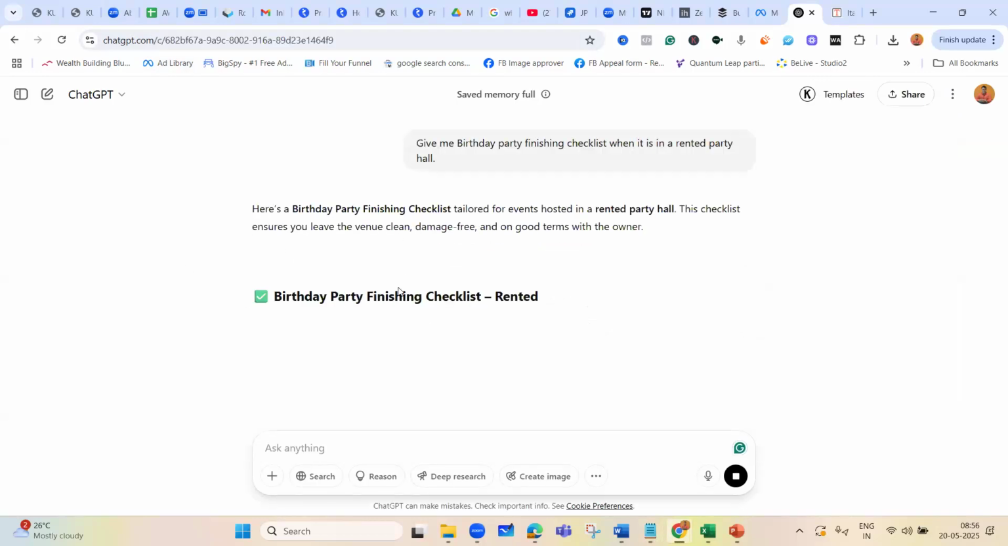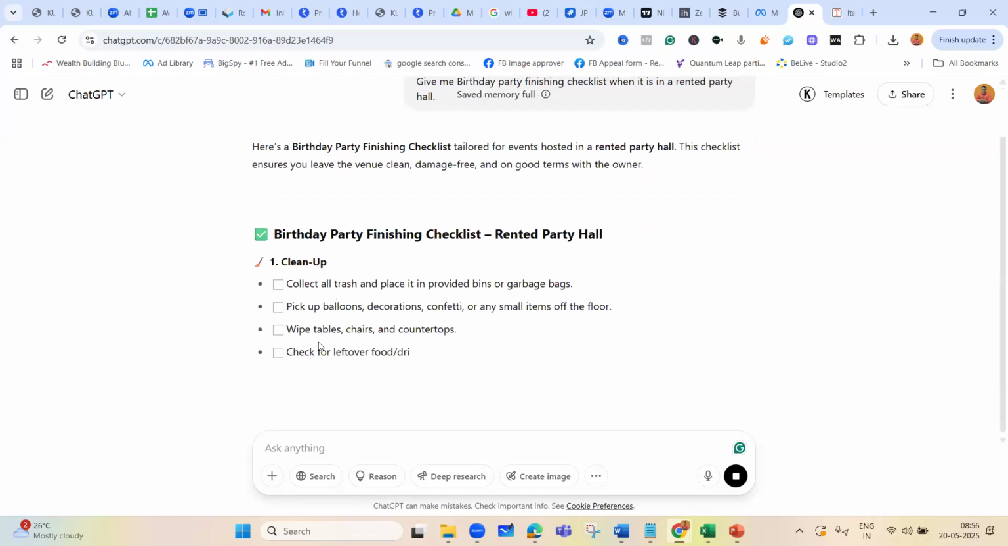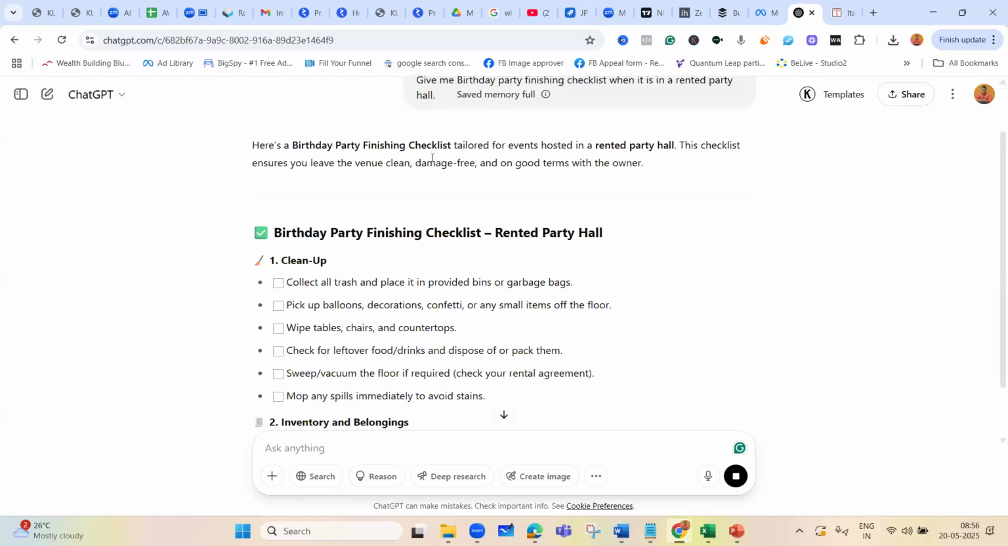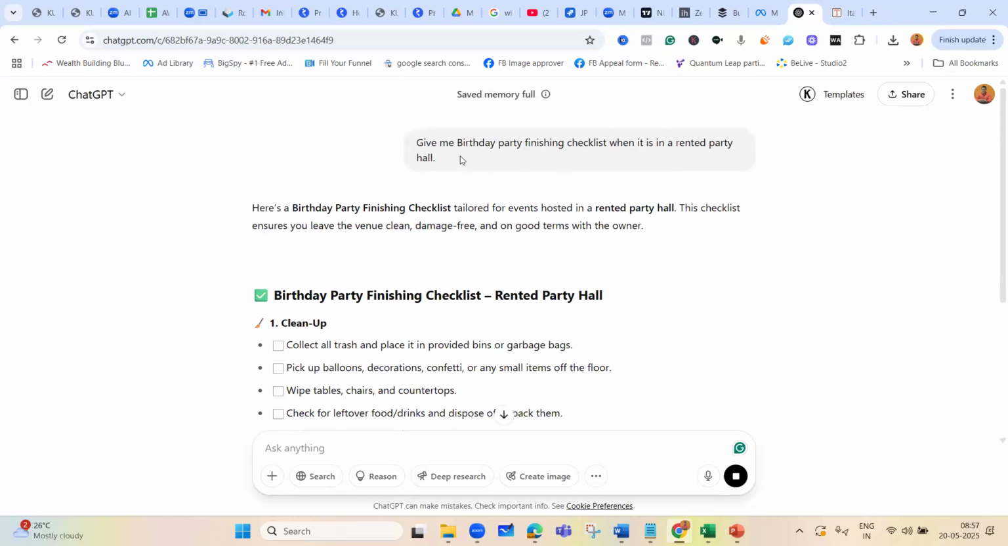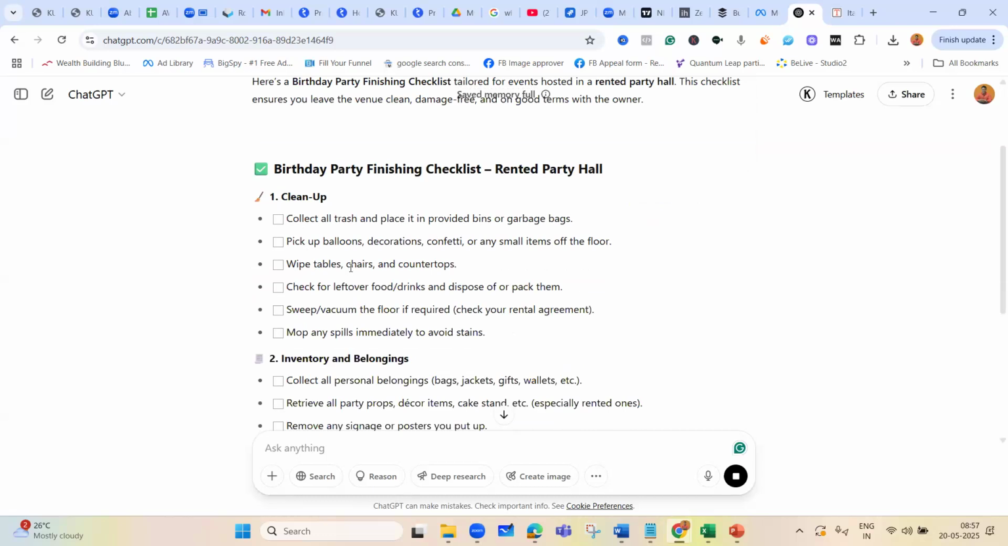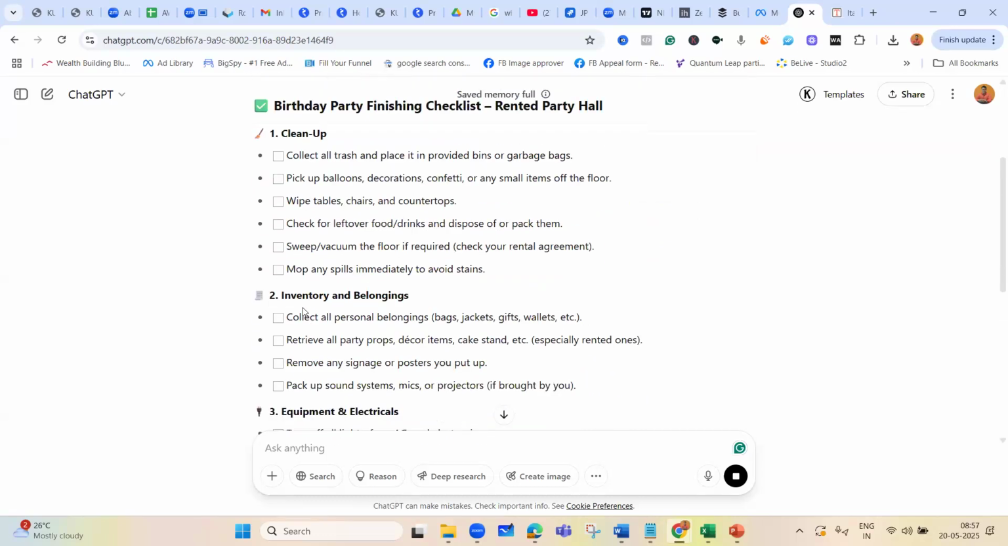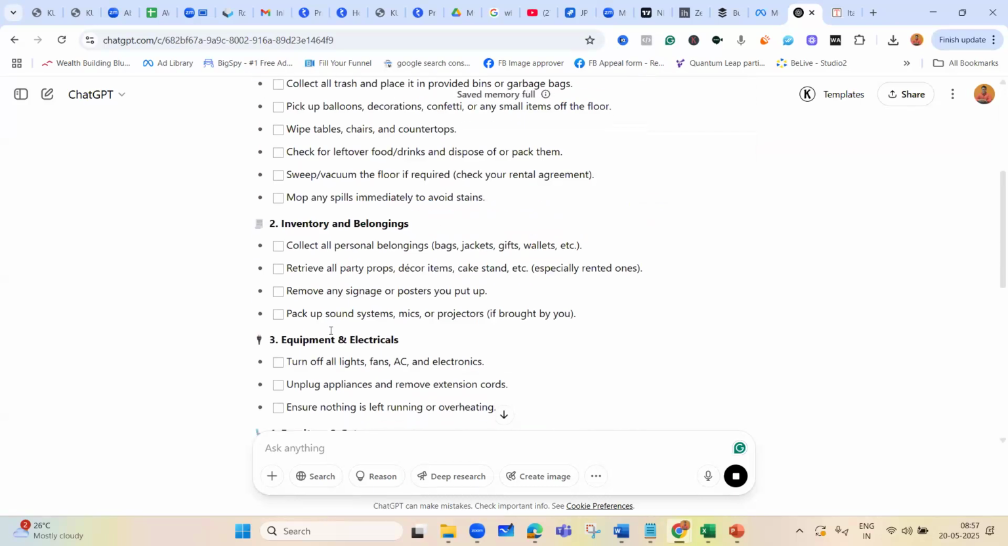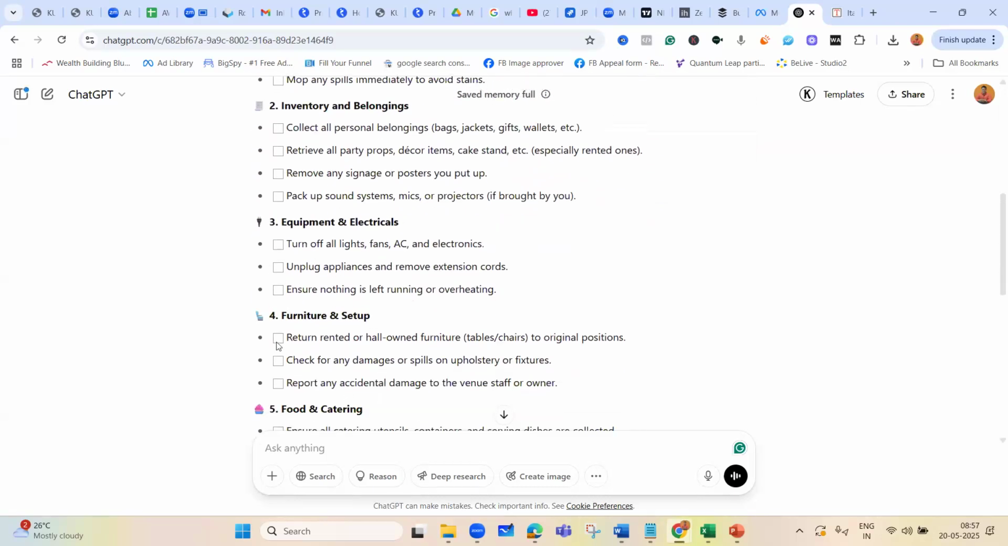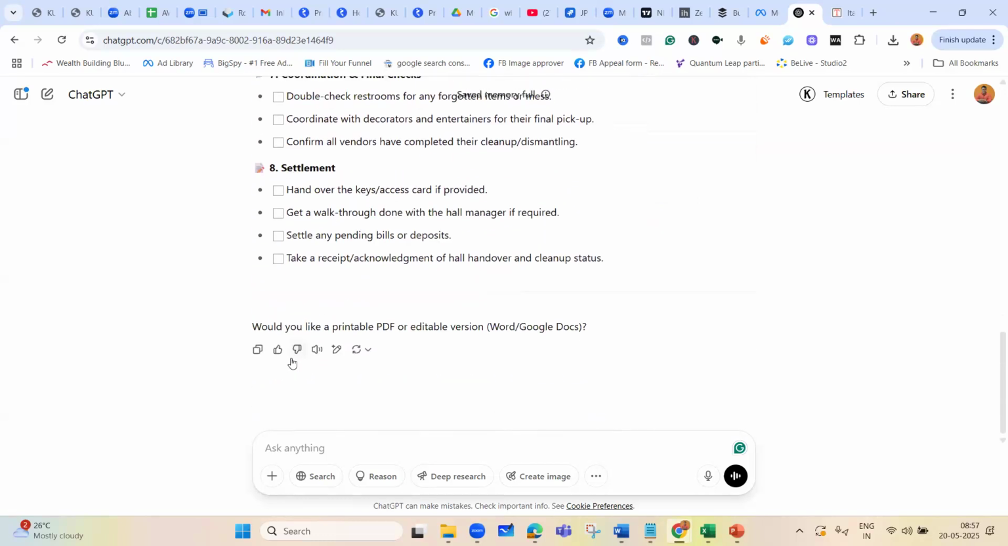See, it started working on clean up. Okay. I give it: birthday party finishing checklist. Now you see clean up. It has categorized. It has the user stories, clean up, inventory and belongings, equipment, and you see everything is a checklist. You have to mark, check, check, check.